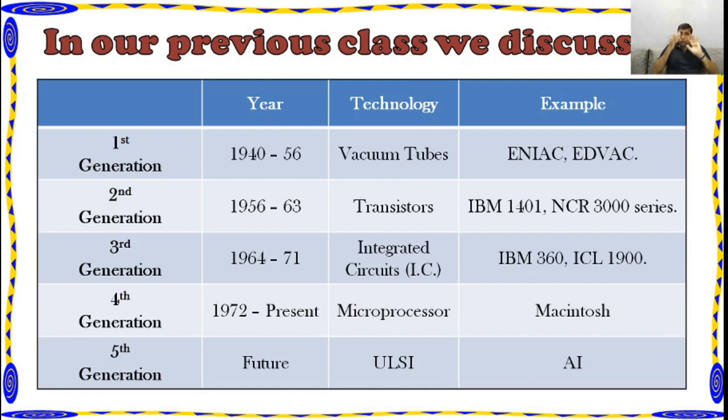Okay. So that was in the previous class. Today's class, we are going to go a step further. We will begin with page number 4 of your book. Please open up page number 4 of your book. We will begin with classification of computers.